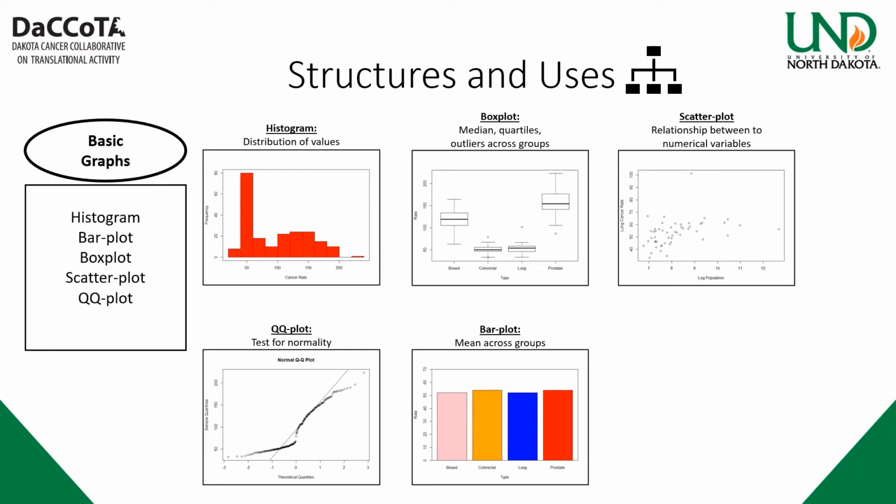QQ plots: if the data is tidy, symmetrical, or normally distributed, whatever you want to call it, most of these dots should line up along this line here, but you can see they're not.